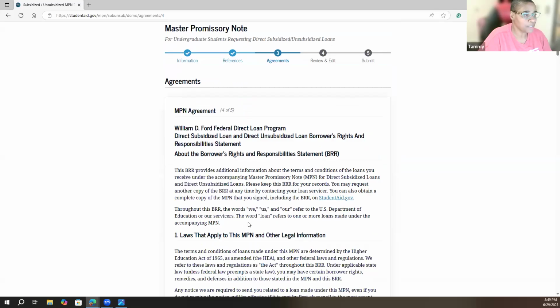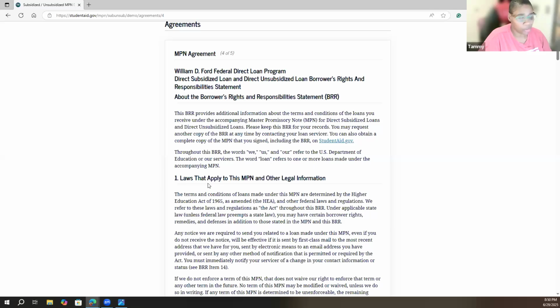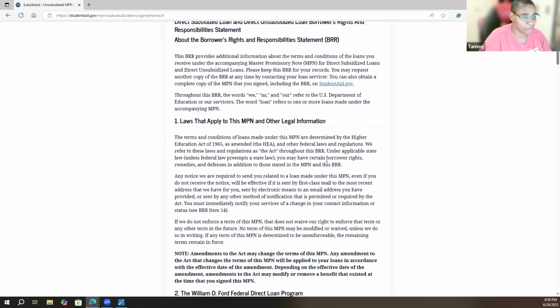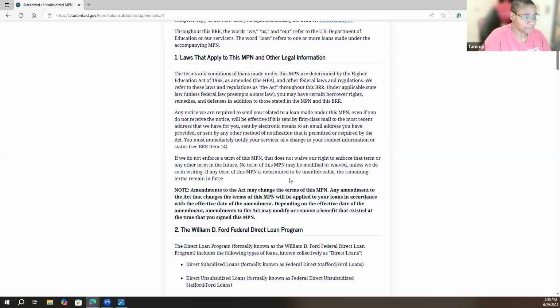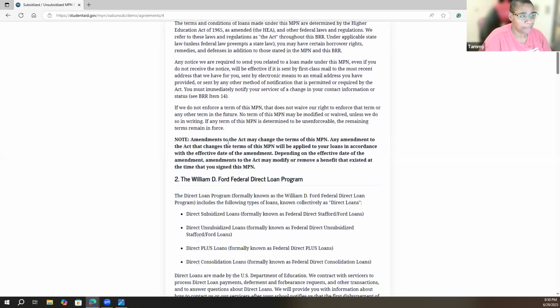Okay, all right. So this is more or less with the master promissory note agreement, more about your borrower's rights and responsibilities. Again, more laws that apply to the master promissory note. So we know the Higher Education Act. We talked about that as amended. If things change, that can also change the master promissory note. So they tell you that amendments to the Act may change the terms of the master promissory note. Any amendment to the Act that changes the terms of this master promissory note will be applied to your loans in accordance with the effective date of the amendment.